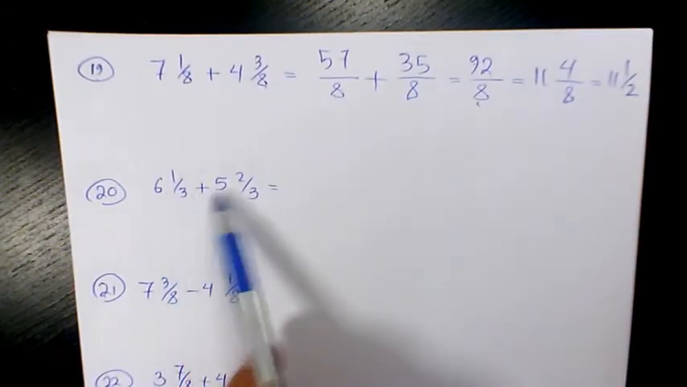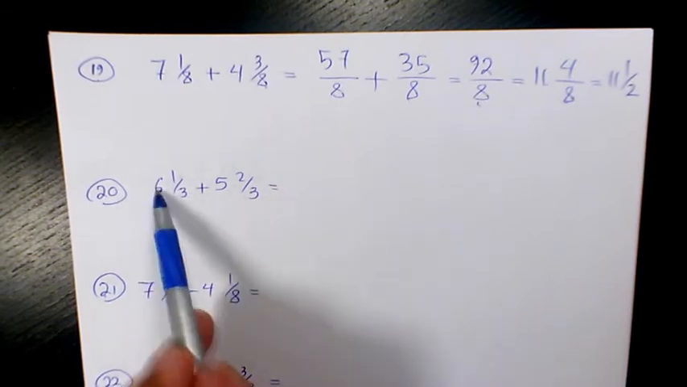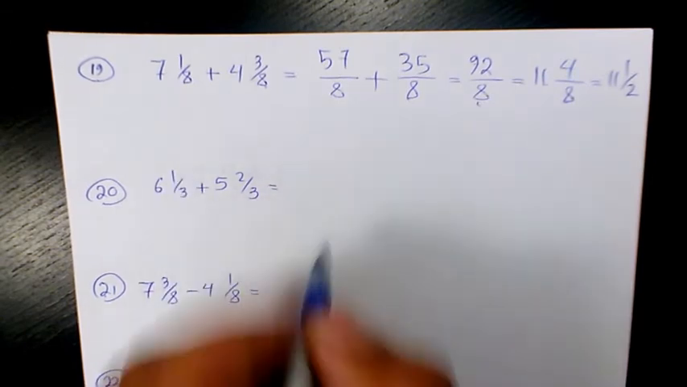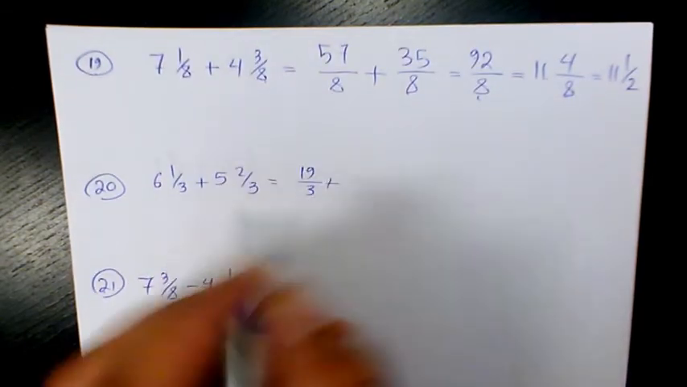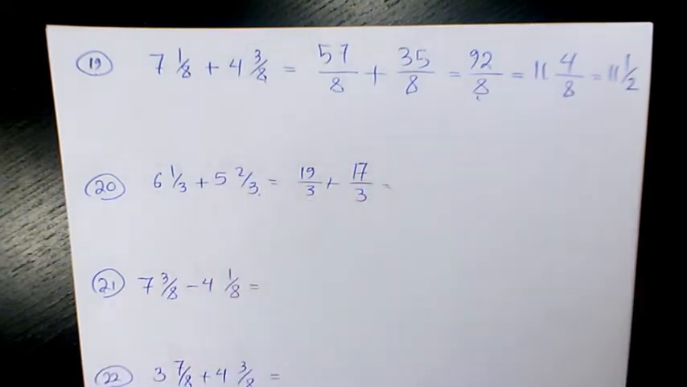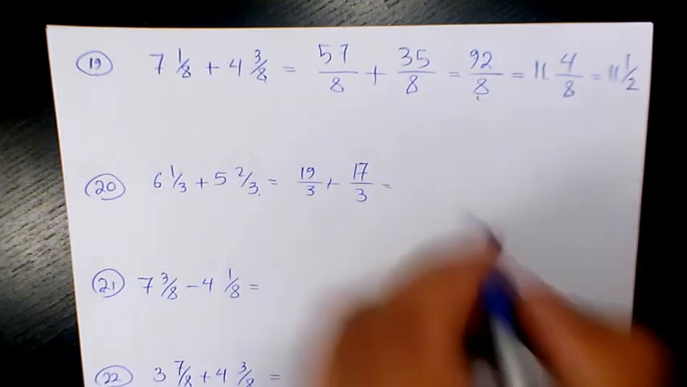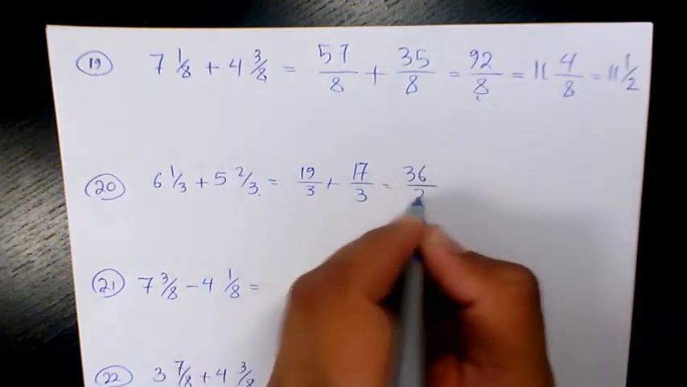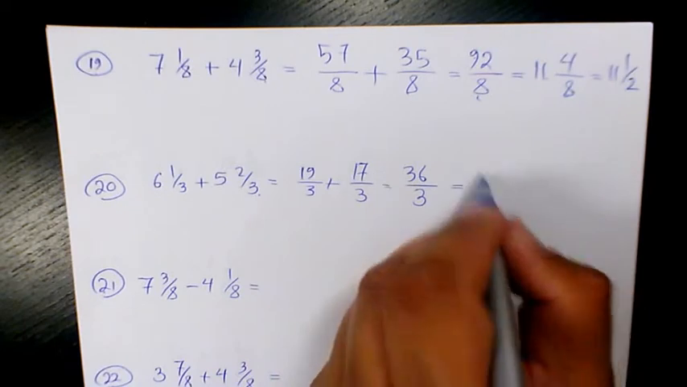6 1/3 plus 5 2/3. 6 times 3, 18 plus 1, 19 over 3. 5 times 3, 15 plus 2, 17 over 3. 19 plus 17, that's going to be 36 over 3. 36 over 3 is going to be 12.